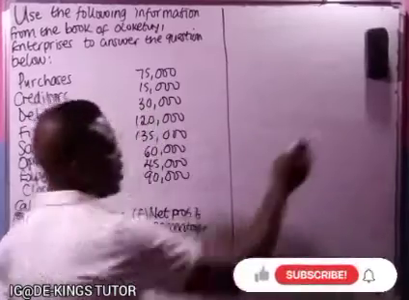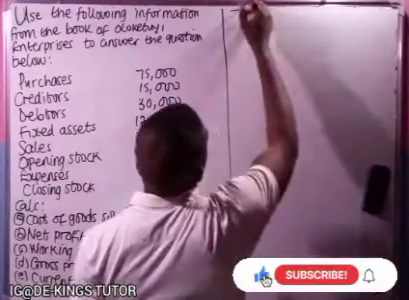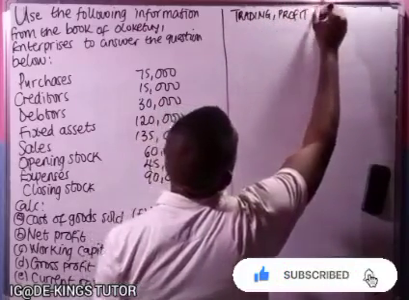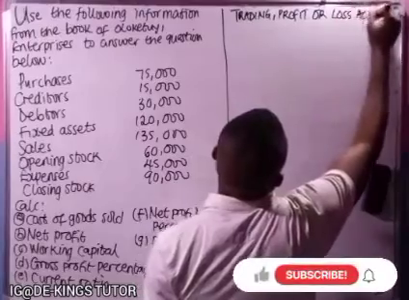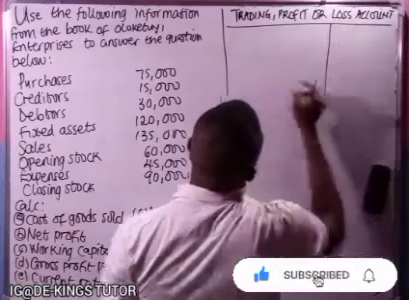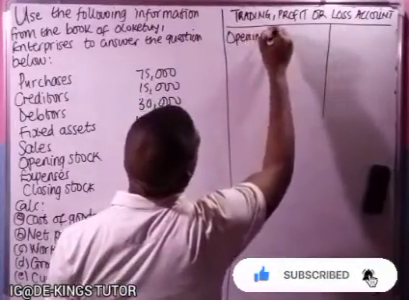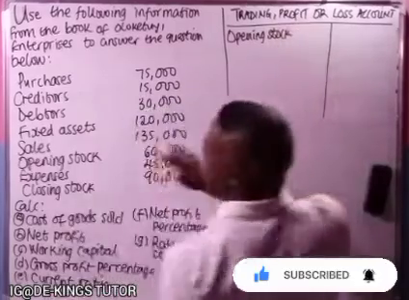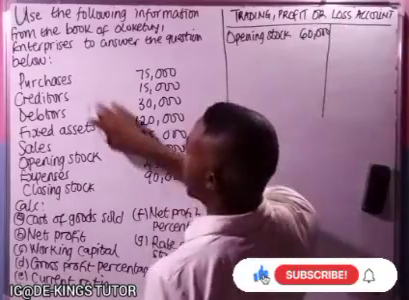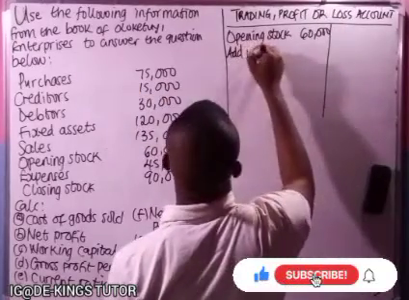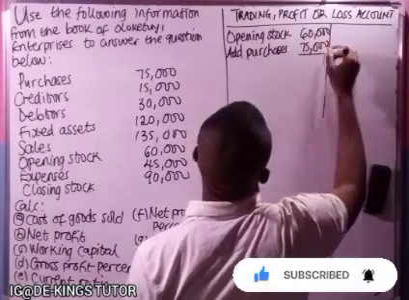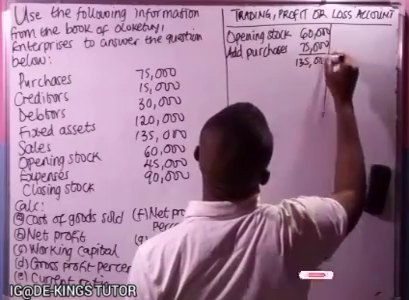So we're going to prepare a trading profit or loss account. The first item here will be our opening stock. They give us opening stock as 60,000. The next one is purchases. So we add purchases as 75,000. If we do that, we'll have 135,000.